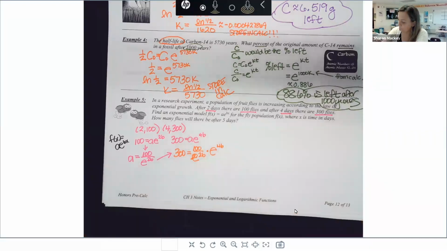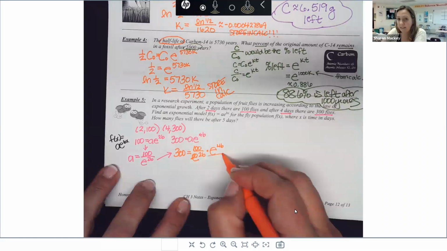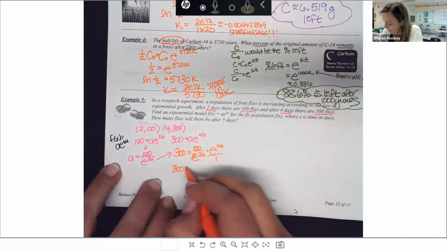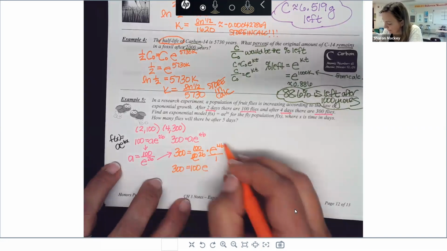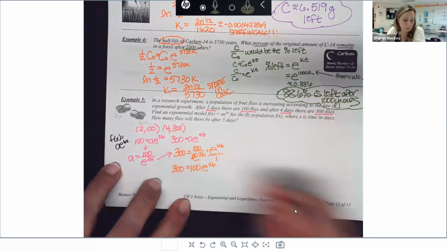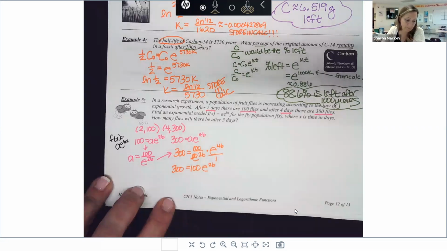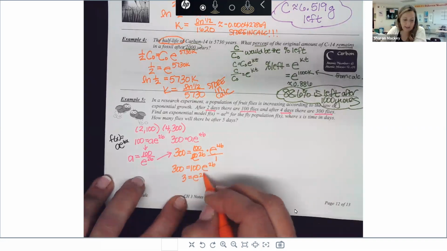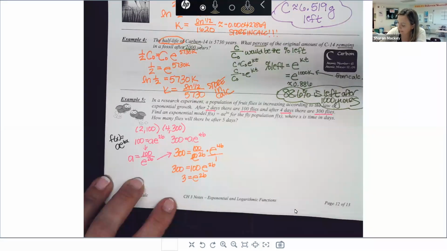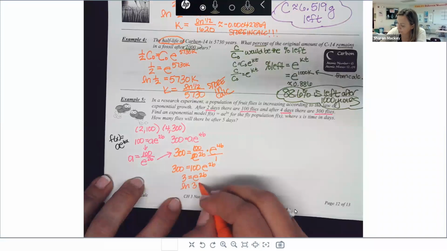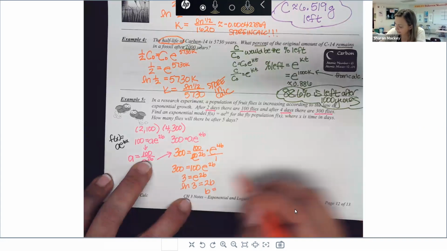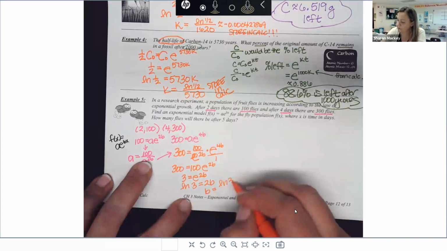Well, the reason that I like doing the smaller one is because you can use the properties of exponents to simplify this. We can keep the base, subtract the exponents. So it means that 300 equals 100 times e to the 2b. Then we can divide by 100. And then we can take the natural log or rewrite it in log form, and I find that b is the natural log of 3 over 2.